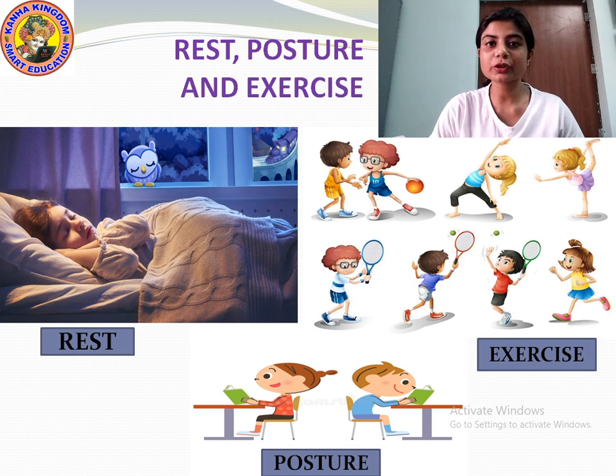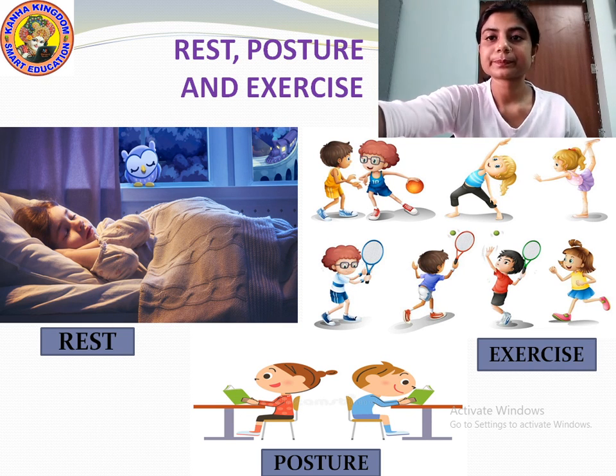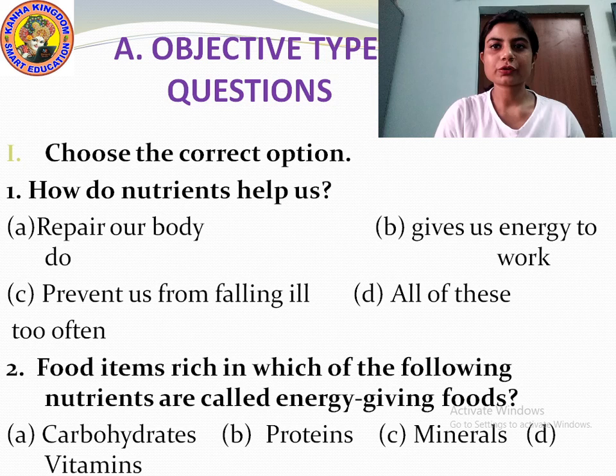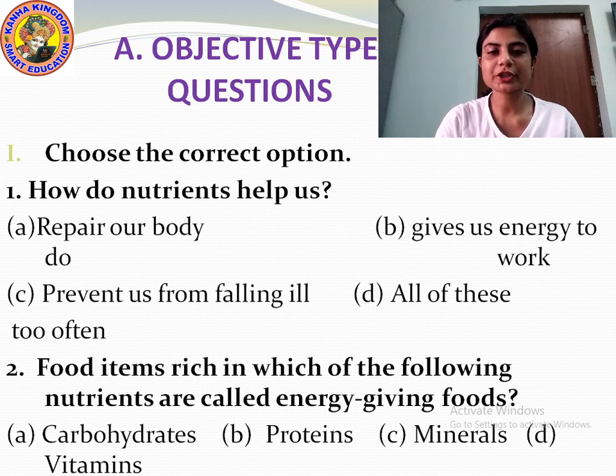I hope you understood. Now let's move towards the exercises. Let's start with the exercise. So students, our first question is objective type questions. Choose the correct option. Question number one is choose the correct option.